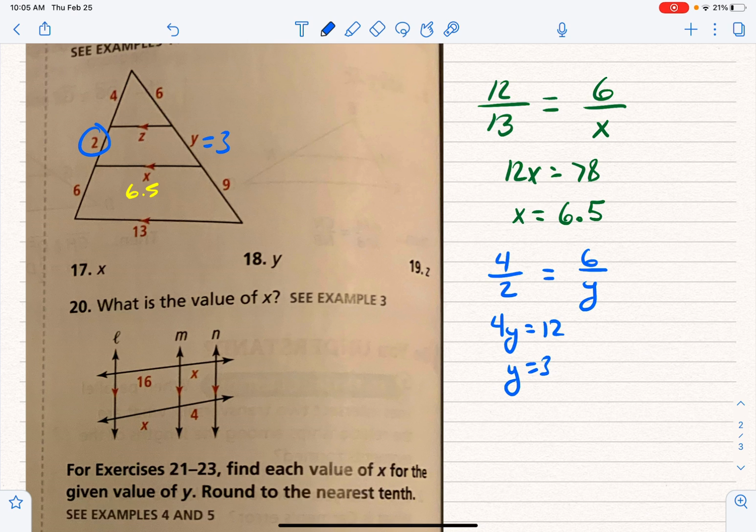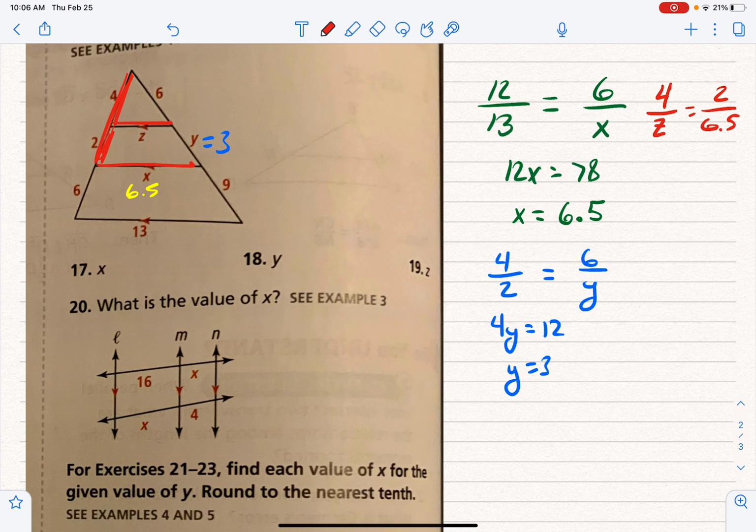All right, y is 3. And then z, we have to be careful again, because it would be real easy to say that 4 is to z the same way that 2 is to x, which is 6.5. That would be wrong, because this compares a complete side to a part of a side. You can't do that. You have to compare the whole side.